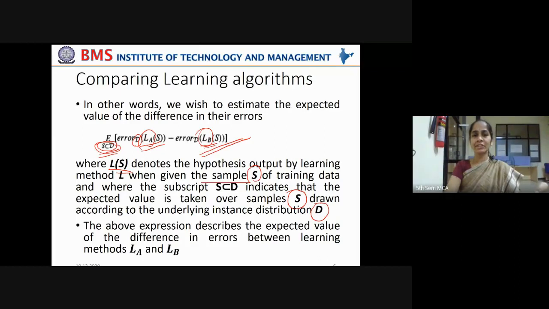I'm reading this representation again. It is the expected difference between the true errors of each of the learning algorithms we are comparing, given that it is trained on the sample S drawn from the distribution D. Am I clear now? Now, the above expression describes the expected value of the difference in errors between learning methods LA and LB. Learning method using algorithm A and learning method using algorithm B, LA and LB.